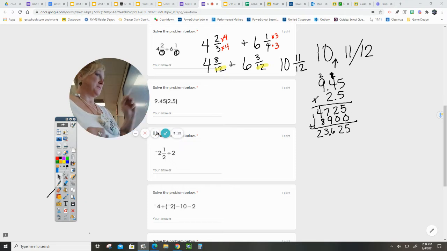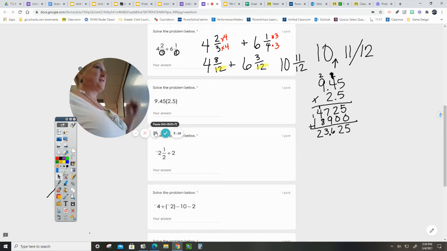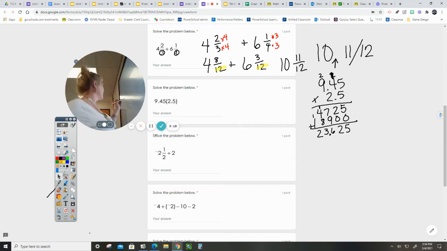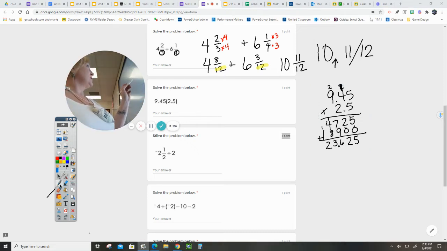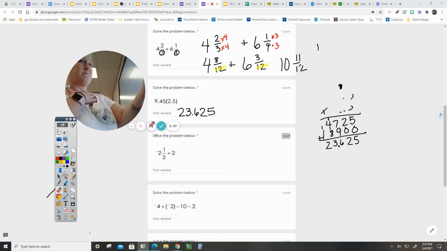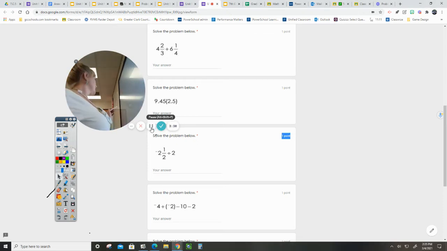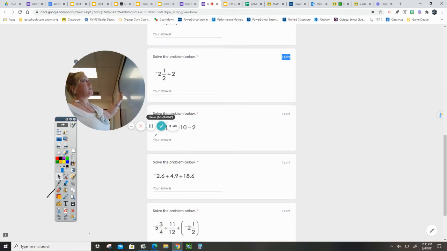Let me push the right buttons. Surprisingly enough, I was correct. I'm so proud of myself when I am. So the answer to, whoa, that was interesting. The answer to this one would be 23.625. I'm going to erase a little bit so that we have some room to work. Okay, we're going to do a couple more. We've done that one. Whew, okay.